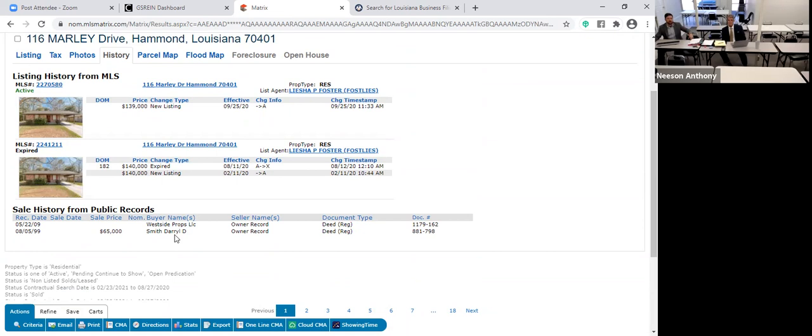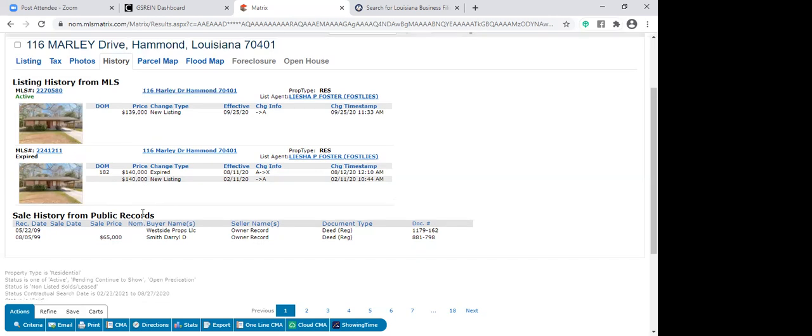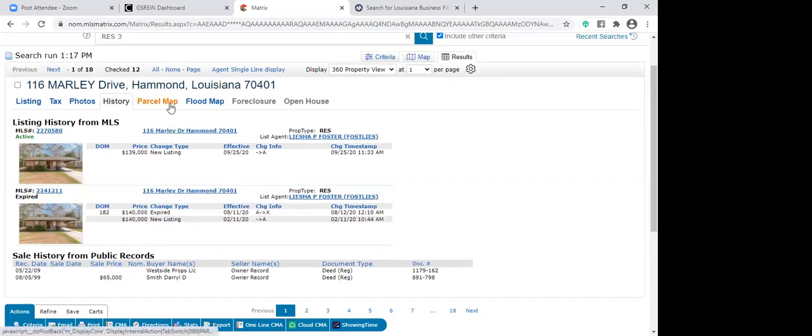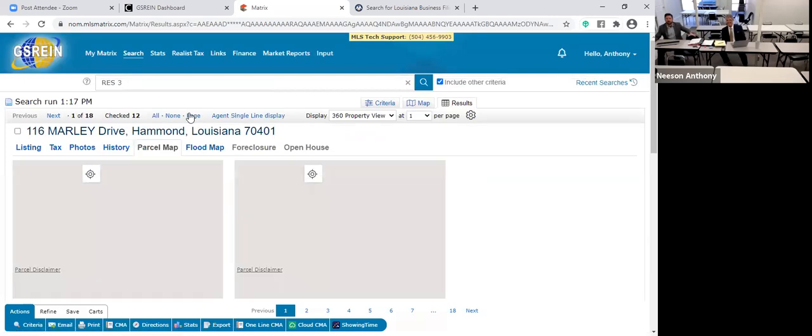I can see that Daryl bought it back in 99 for 65K, right? And now he wanted to get like 160 at one point, right? So he's trying to sell it for 139. That's a pretty good turnaround. That's Daryl. Yep. So you can play through these a little bit.